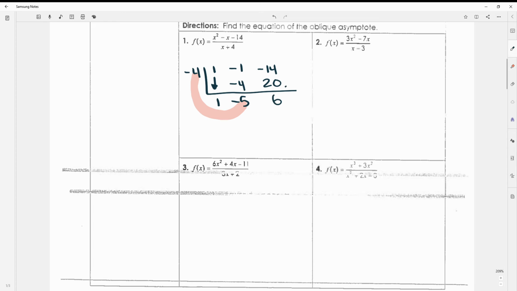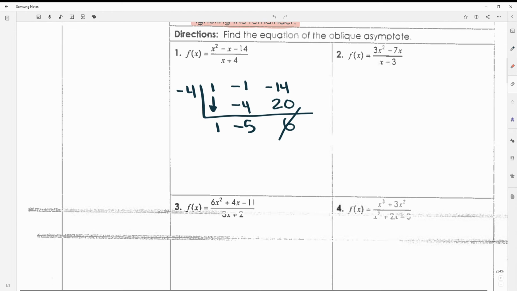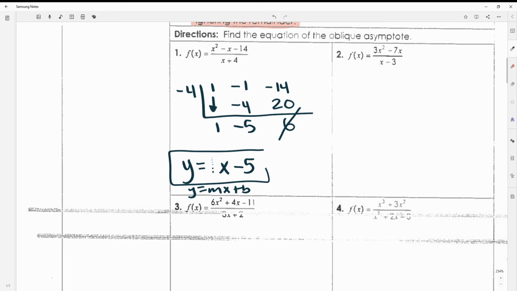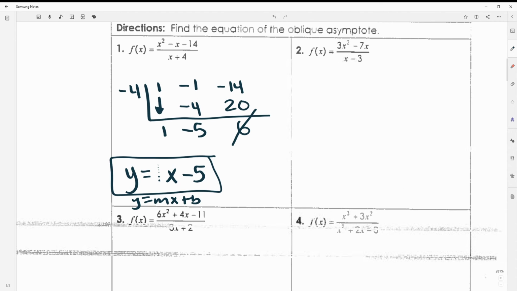And that's -6. Well, where does it say? Here it is. It does say to ignore the remainder. So I don't really care about that -6. That would be my remainder. I just care about that 1 and then that -5. So that tells me my equation. Here's my invisible 1, x minus 5. That sets it up in y equals mx plus b format. This is going to be the equation of my slant asymptote or my oblique asymptote. Alright, we're going to use this method again for question 2, and then we're going to switch over to the next method.